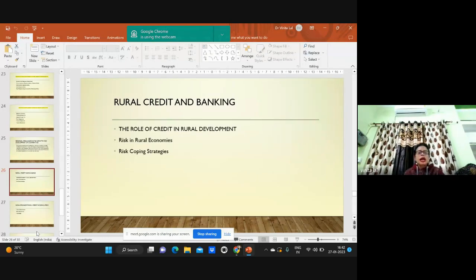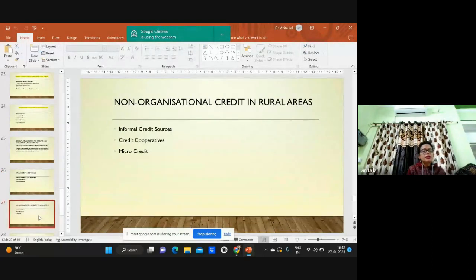So now, the role of credit in rural development. These are the two: risk in the rural economy and risk coping strategies. Now come to the non-organizational credit in rural areas. This is of three types.